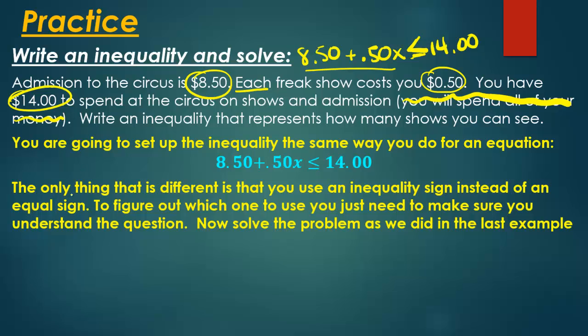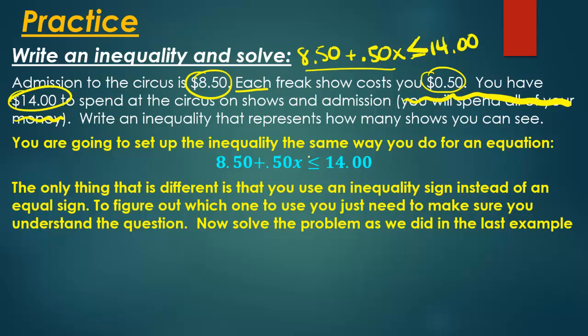Again, the only thing that's different is that you use an inequality sign instead of an equal sign. That's the only step that's different. And to figure out which one you use, you just need to make sure you understand the question. So read it and make sure that this makes sense. Say it out loud to yourself: $8.50 plus 50 cents per ride has to cost less than or equal to the $14 that I have.